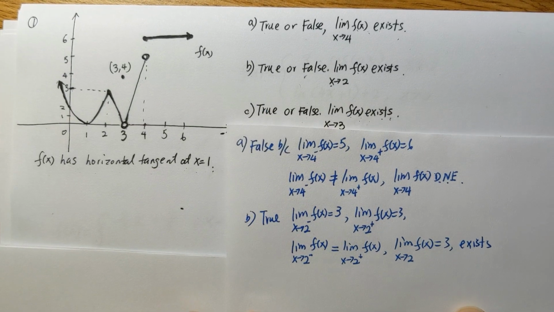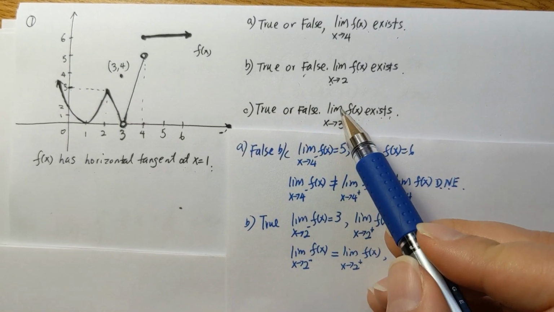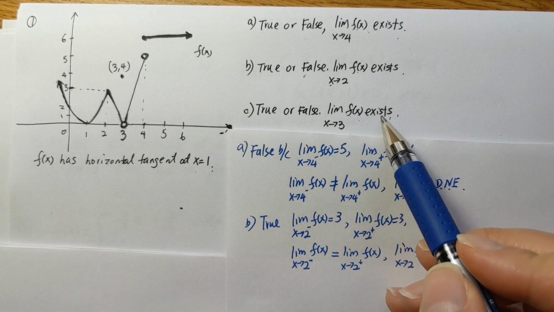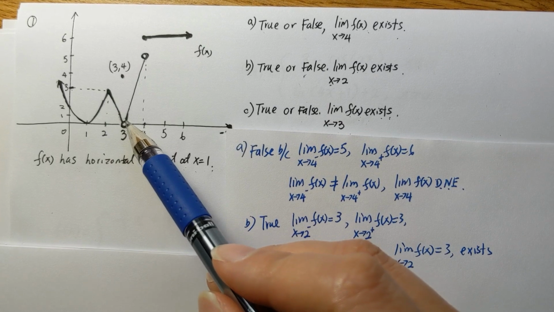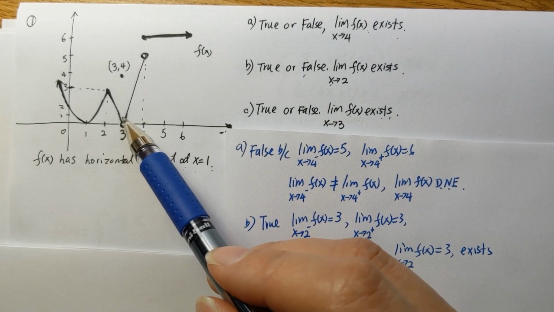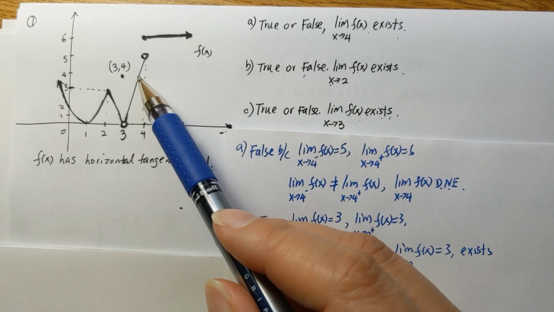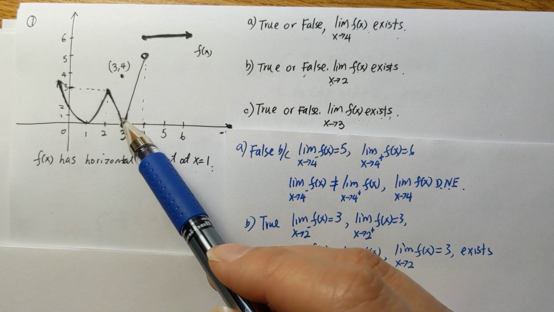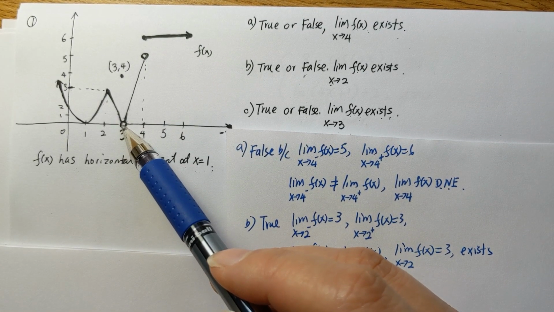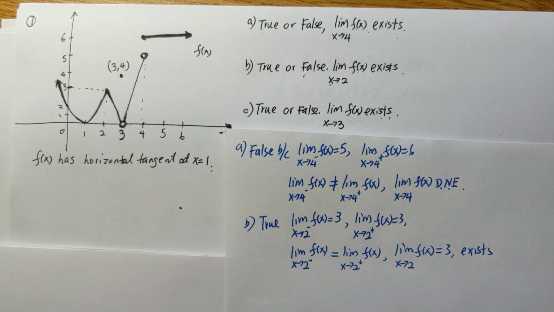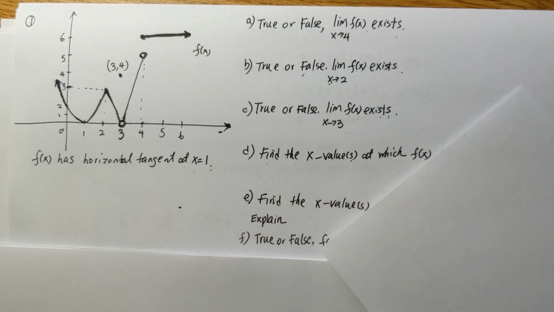Let's take a look at part C. True or false? Limit as x tends to 3 of f of x exists. So this one we go to 3 over here, there's a hole over here. If you trace it from the left side, you go to y equals 0. You trace it from the right side, also go to y equals 0. As long as they go to the same y value, the limit exists, even though there's a hole over here. So for part C, the limit still exists.